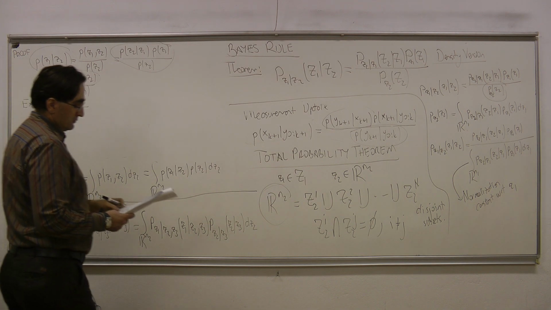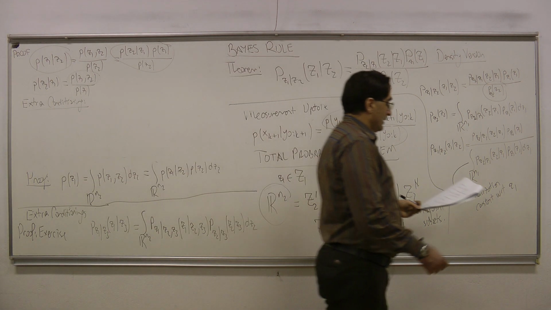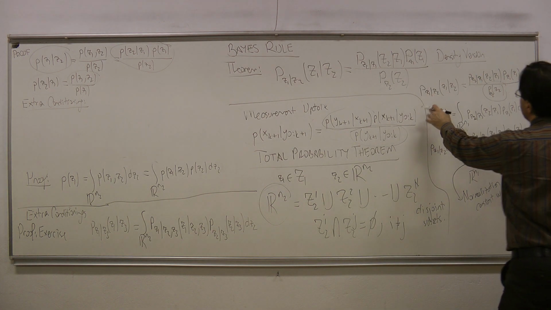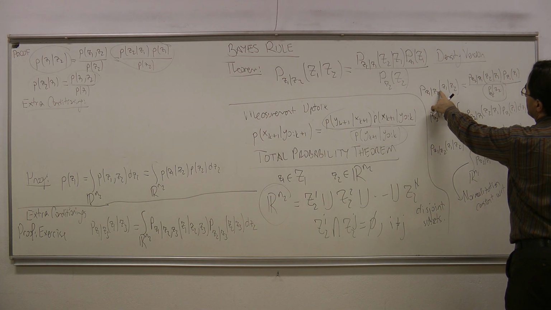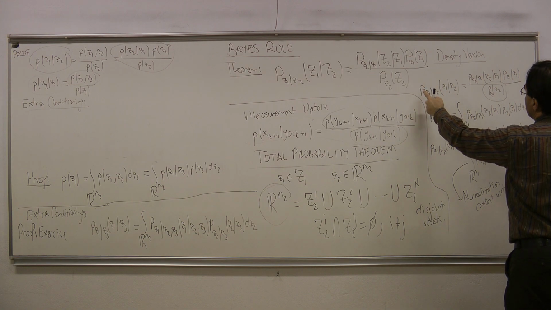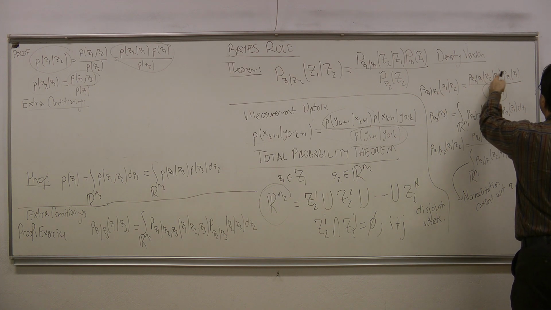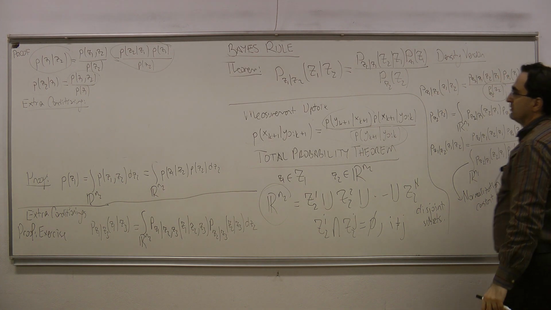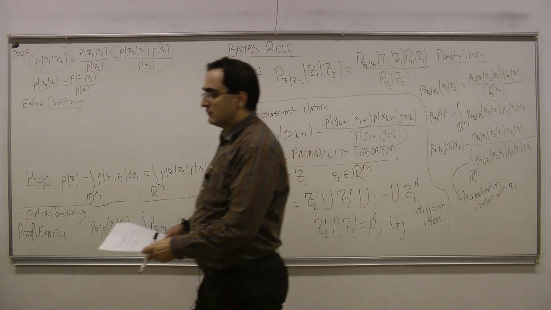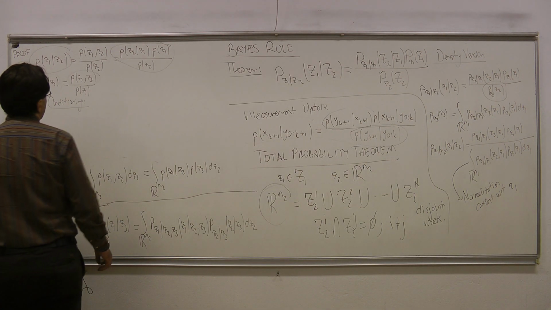Extra conditioning. In that case, I will add an additional conditioning variable, Z3 here, okay? And the change that you have to do is nothing but add Z3 in all of the densities here. And that is the only thing that you have to change.